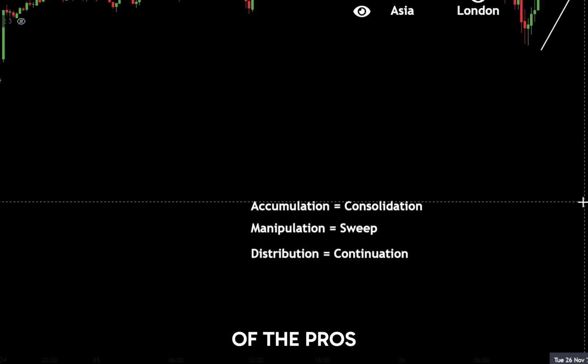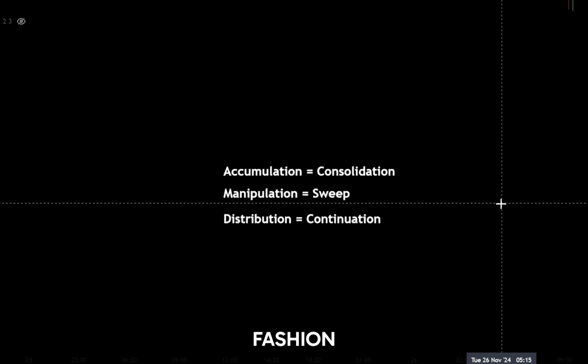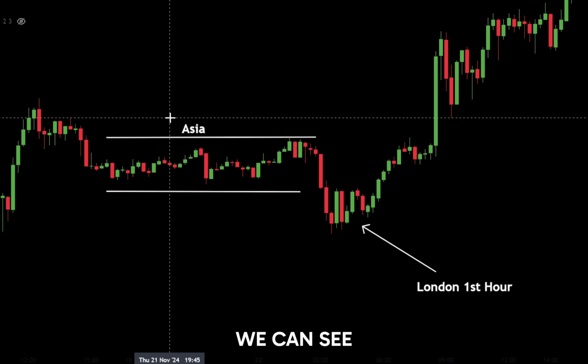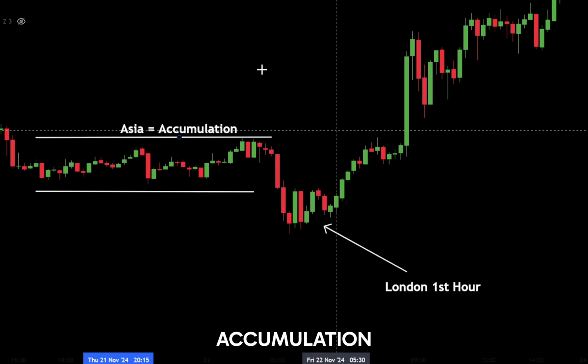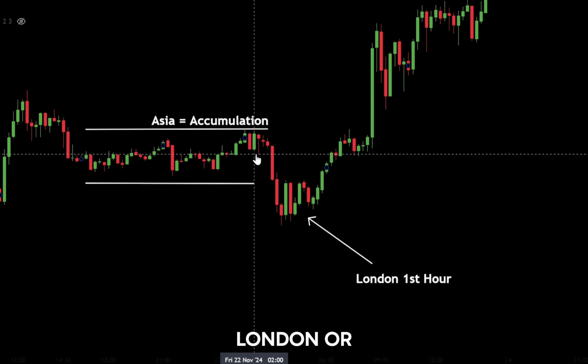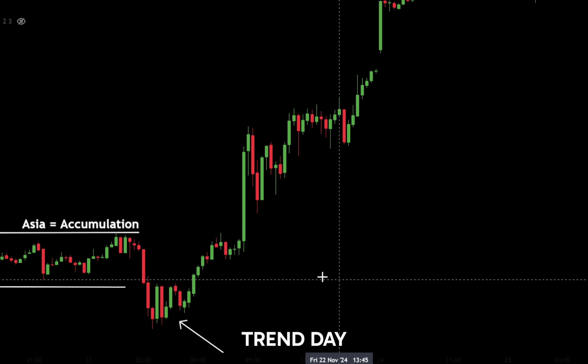Even some of the pros that trade on Wall Street, some of the pros who trade at these big hedge firms, they haven't said AMD, of course. They haven't said accumulation, manipulation, distribution, but they have explained it in a way that, oh yeah, the market actually moves from liquidity pool to liquidity pool in this fashion. So anyways, what we can see is that Asia most of the time is our accumulation area, and then London or New York is our manipulation into the overall trend of the day.